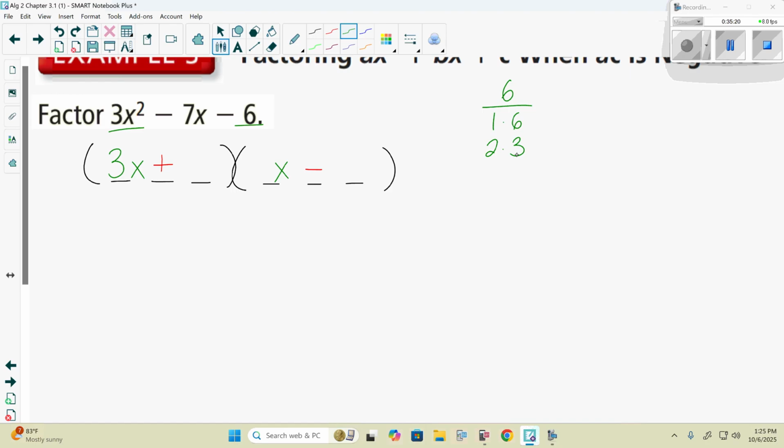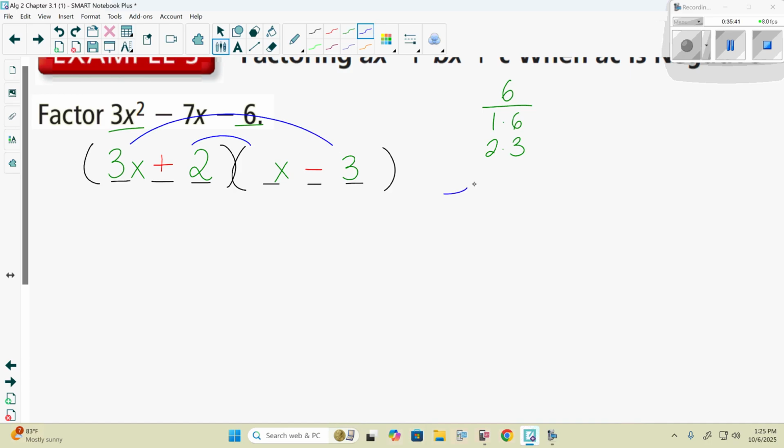Which one do we want to try first? 2 and 3. The number with the 3x has to be 2, because we can't have 3x and 3 together. That's the greatest common factor. And we can check this here.